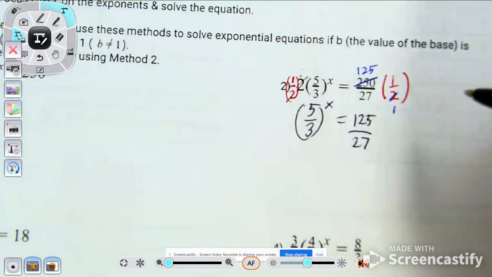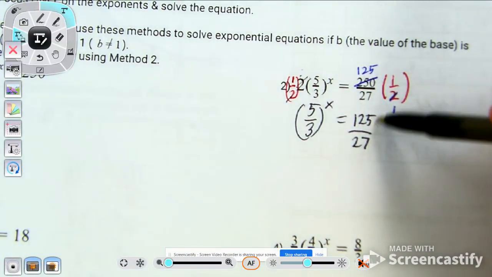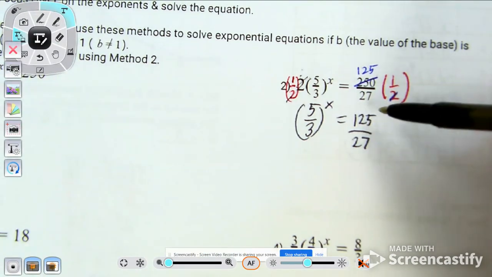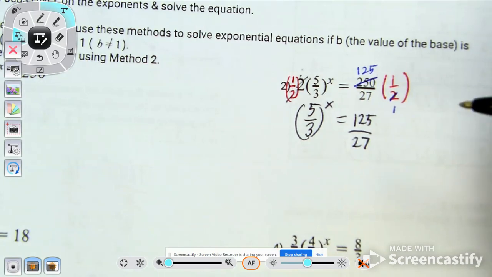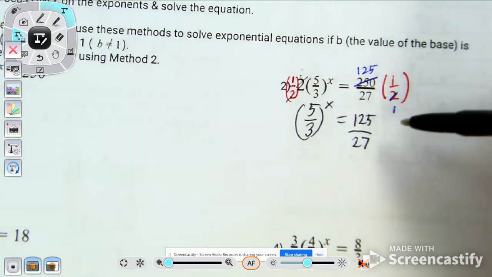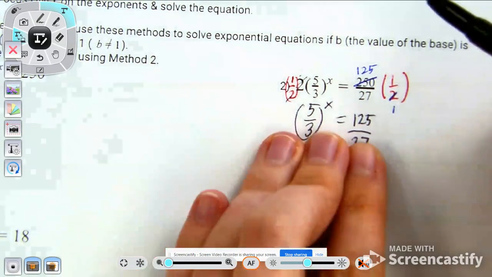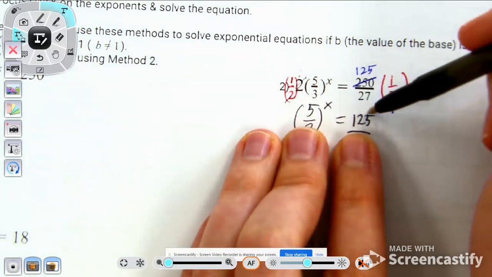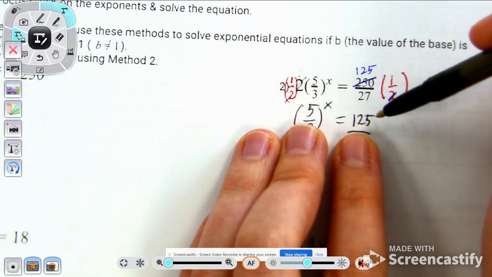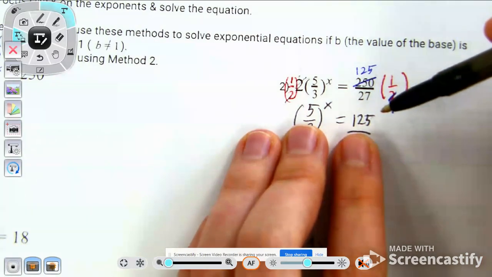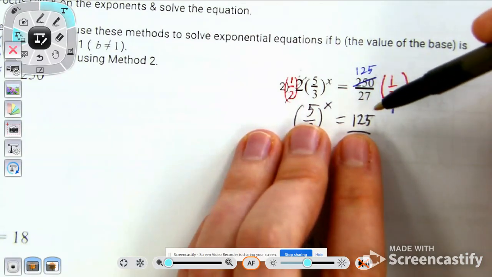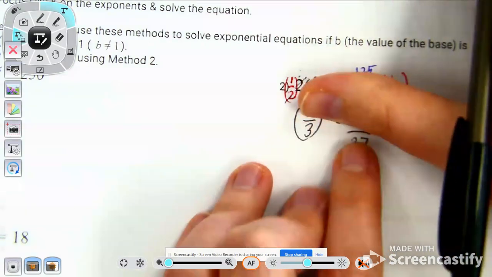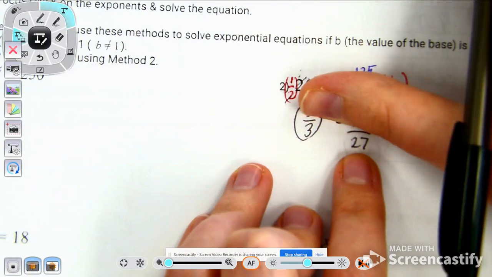Now our goal is going to be to rewrite this so that it is the fraction 5/3, with the numerator and denominator each being raised to a power. So I like to do this bit by bit. If I take the numerators, I can cover up the denominators. I am trying to rewrite 125 so that it has a base of 5. Once I do that, I'm then trying to rewrite 27 so that it has a base of 3.